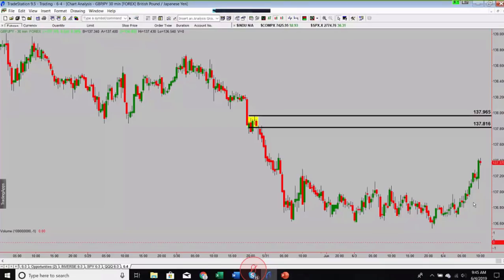I see your question in the chat. Candle patterns, conventional candle patterns, no. They have nothing to do with supply and demand. Even the fact that a candle is red and green, it doesn't mean anything, right?